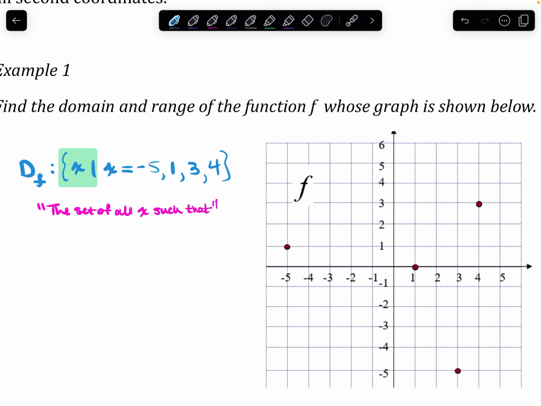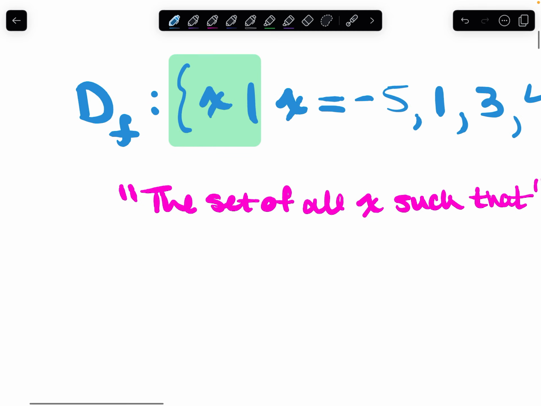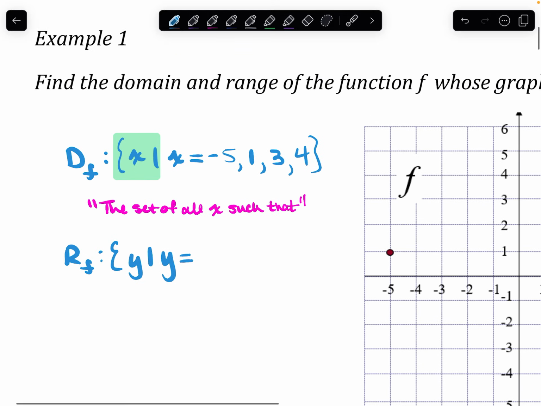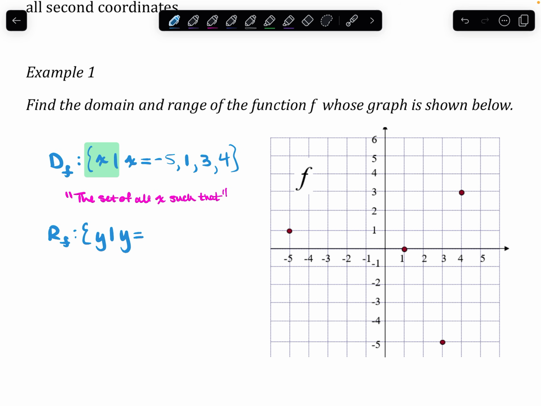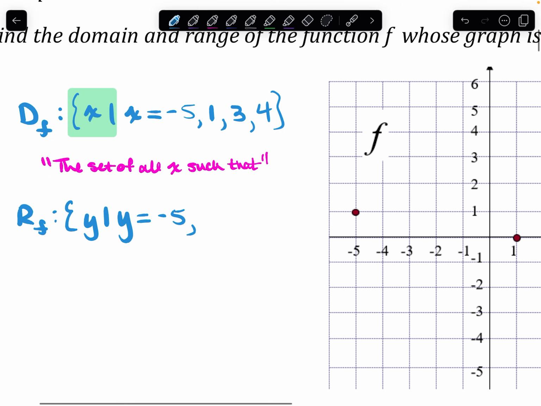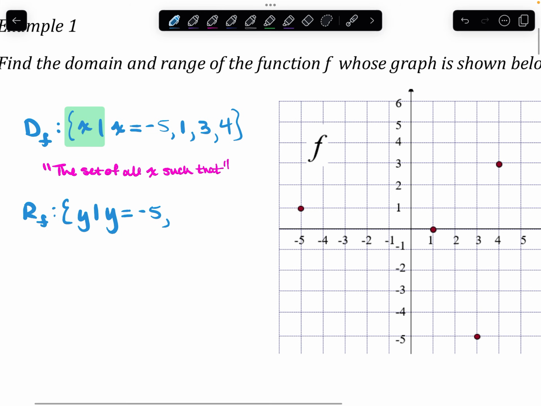For your range, we use a capital R to signify the range. So the range of f, again, we have to use set notation because it's just a fixed set of points. So open squiggle, y such that y equals, and then we're just going to list the y values. I'm going to go from bottom to top since our y-axis runs vertically. The smallest y value I see is -5, comma, moving up, I see the y value 0, comma, y value of 1, and finally a y value of 3. That is the end, so then I close my squiggle.